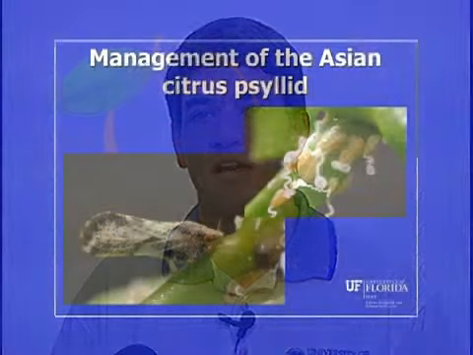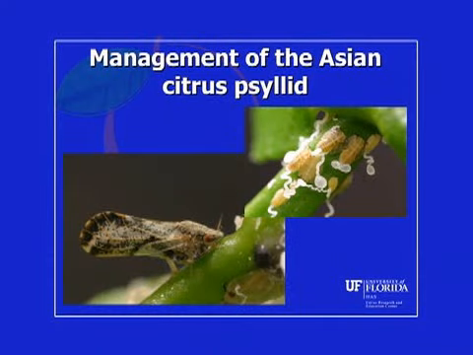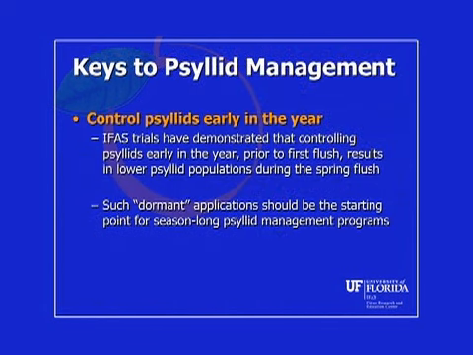Now I want to spend the rest of the time talking about probably a more important problem, at least more recently, and that is management of Asian citrus psyllid, which is the insect responsible for the spread of citrus greening disease, or the citrus greening pathogen. And what I want to talk about are the keys to successful management of the Asian citrus psyllid.